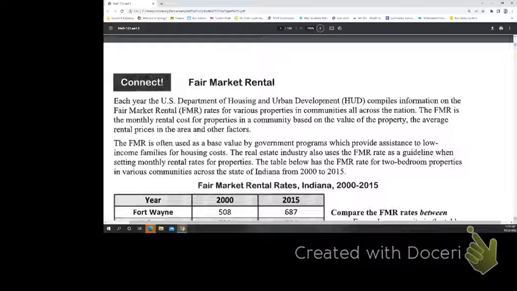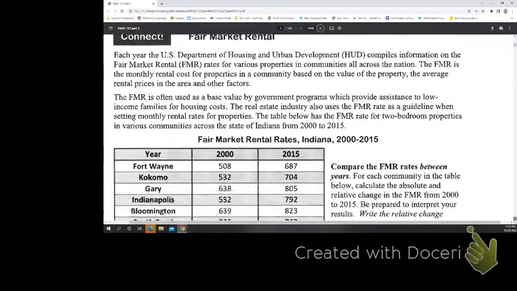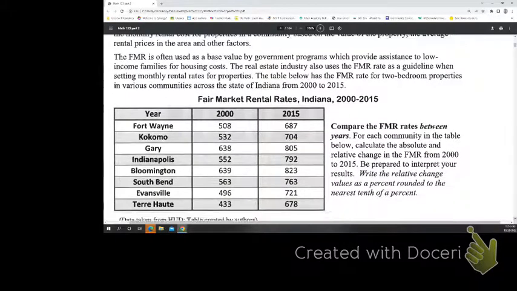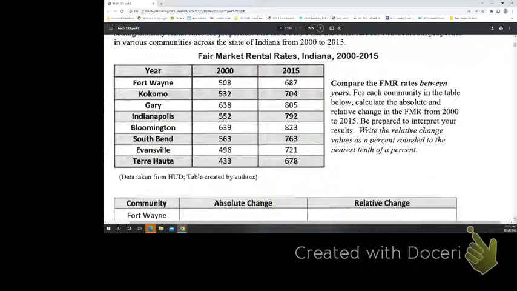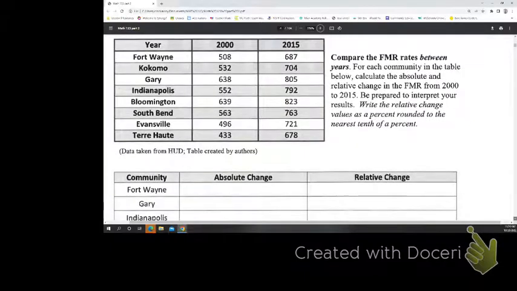So, housing and urban development. We're going to find absolute changes and then relative changes. So, you're looking at each city. For instance, when it gets down here, we're comparing between the 2 years, and our percents are going to be rounded to the nearest tenth of a percent. So, keep 1 decimal after your percent sign.